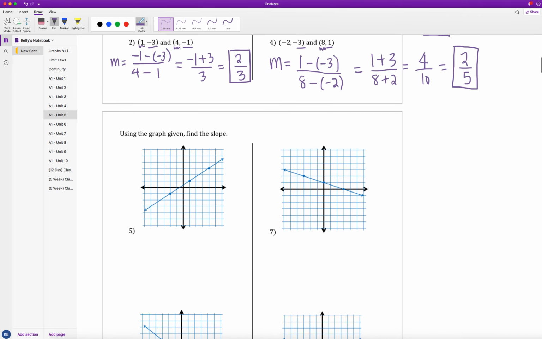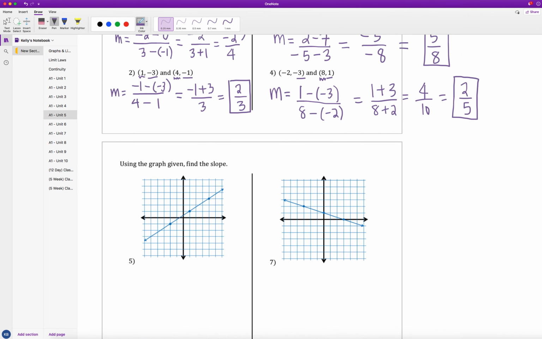So in our next set, let's just look at the first 2. It says, using the graph given below, find the slope. So in example 5 here, I have a straight line that's moving up as I move from the left to the right hand side. And I need to figure out how to find the slope of this. Well, to find the slope, all I need is 2 points.